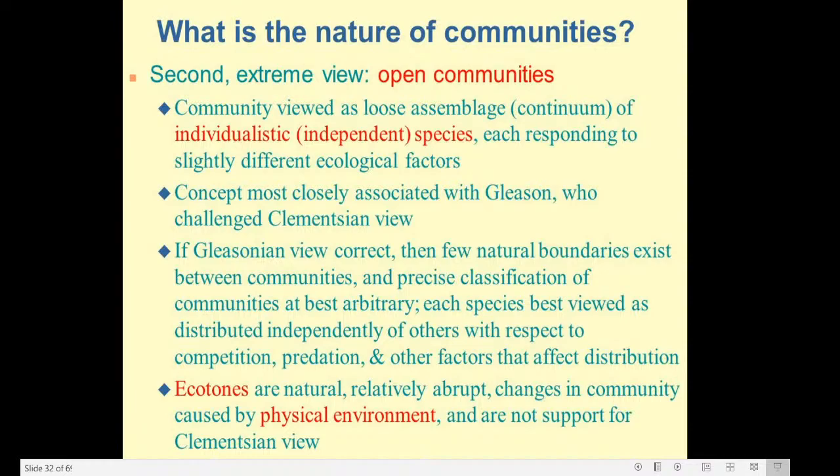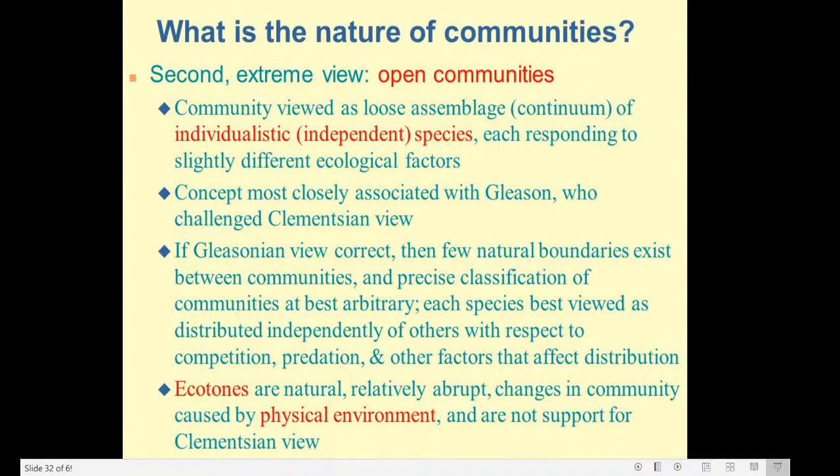Here the next concept is the nature of the community. In one community, they have different populations. Those populations are independent or dependent species. The independent view is that different species are associated with different concepts, like Gleason. This Gleason is the one who challenged the Clementsian view. What does the Clementsian view mean? The few natural bodies exist between communities, and they give a precise classification of community.